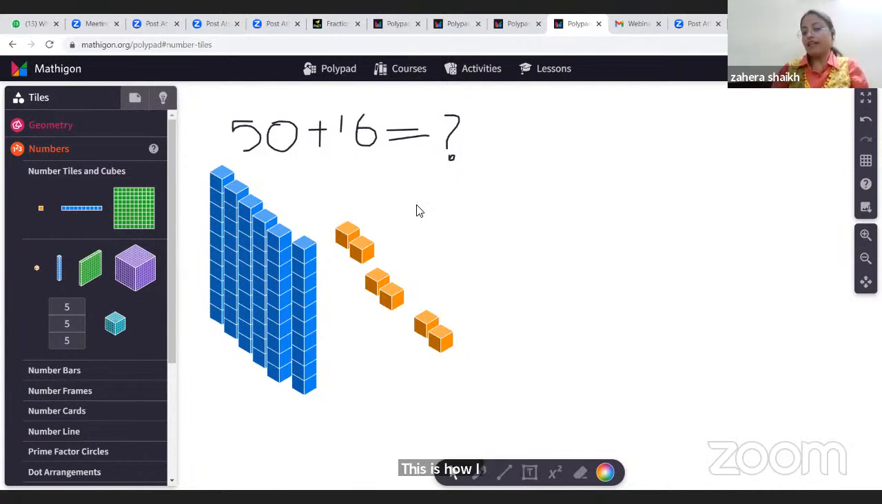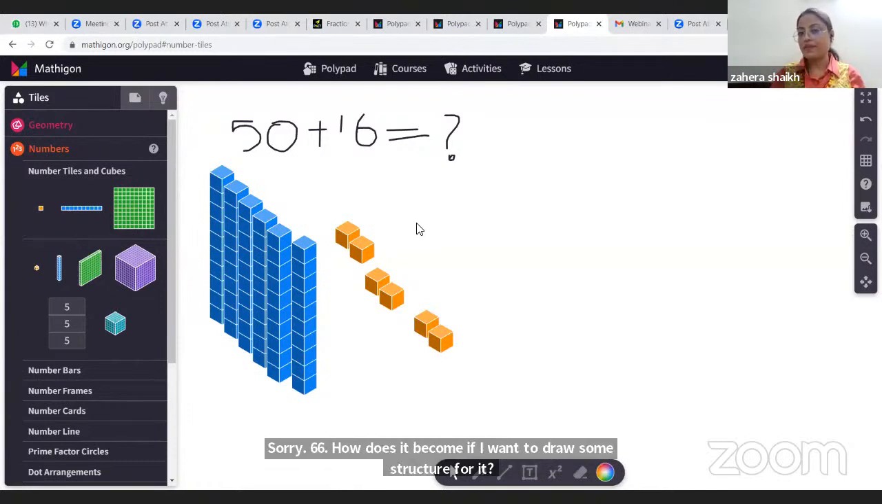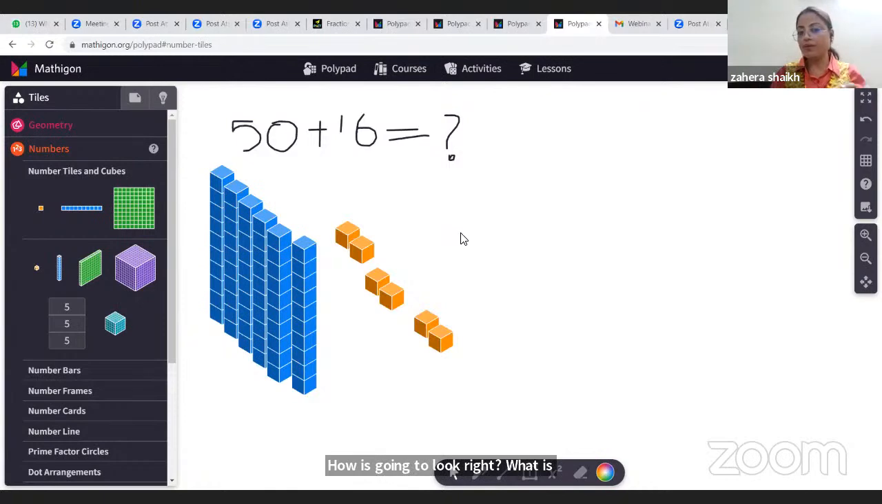But if I'm using manipulatives to learn maths, the very next moment I need to understand what it looks like. How does this 50 and 16 become, sorry, 66? How does it become that? If I want to draw some structure for it, how is it going to look? It is kind of a problem. So if I'm making sense of this maths question, I'm going to use my whole understanding and flexible thinking. 66 means I have 6 tens and 6 ones, and how am I going to draw this in the form of a structure?